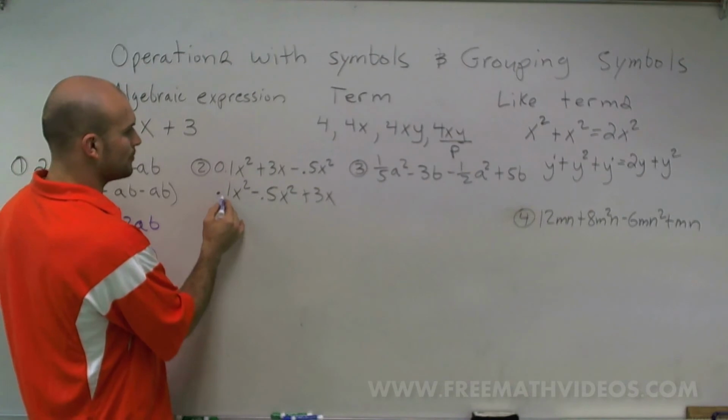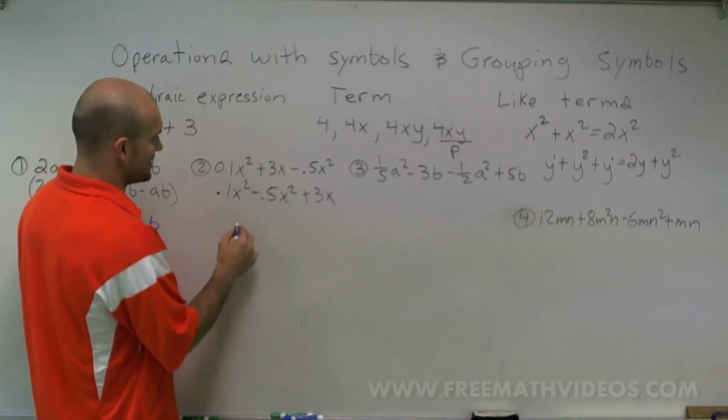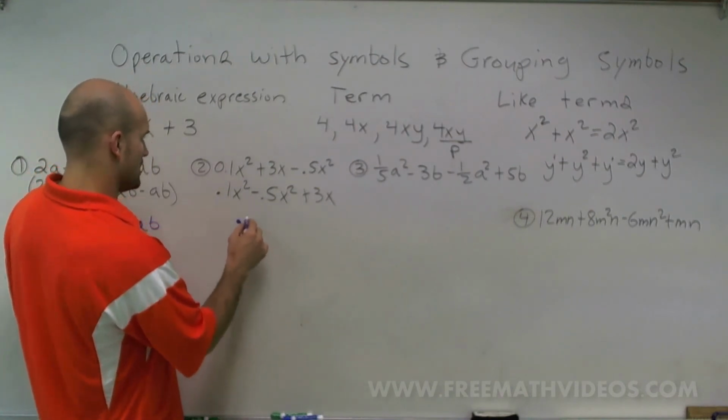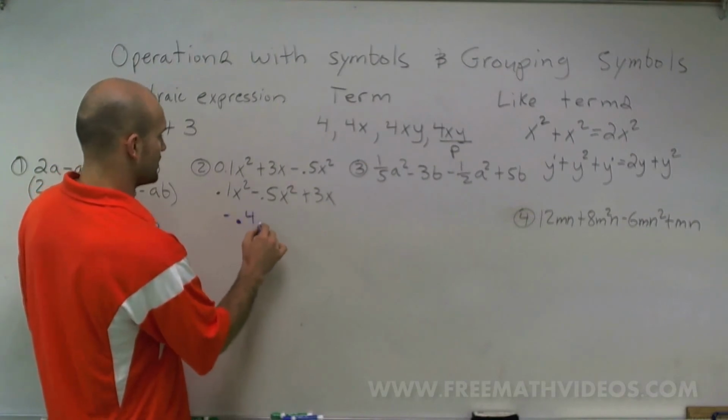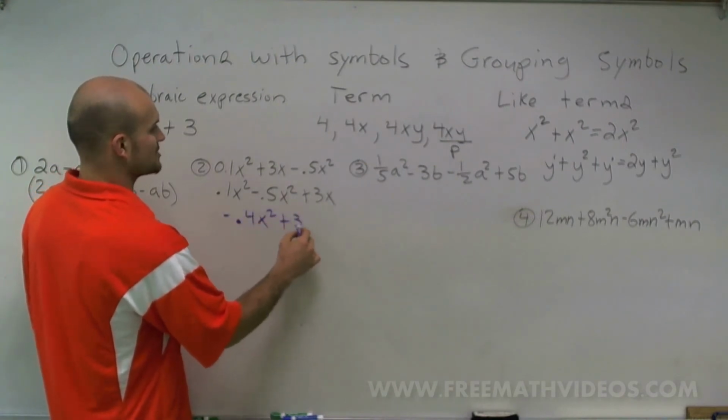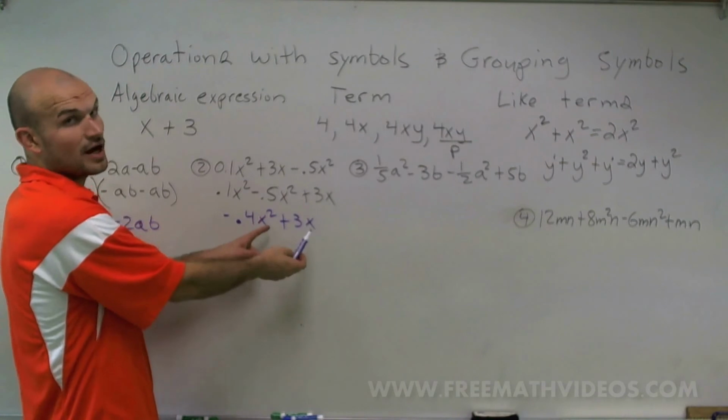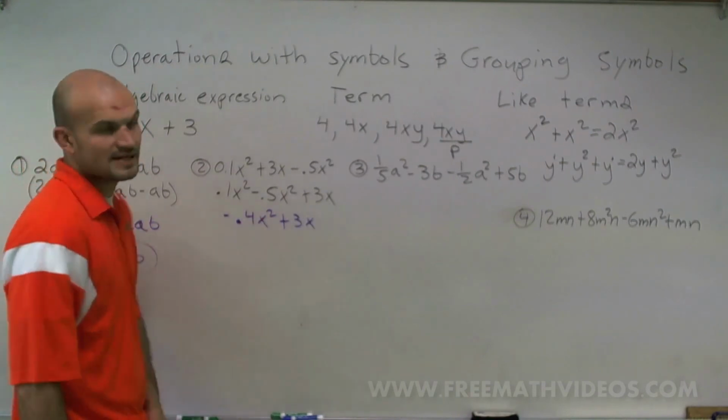What I can do is if I have 0.1 minus 0.5, that's going to give me negative 0.4 x squared plus 3x. I can't combine these, even though they are x's, I can't combine them because they don't have the same exponent.